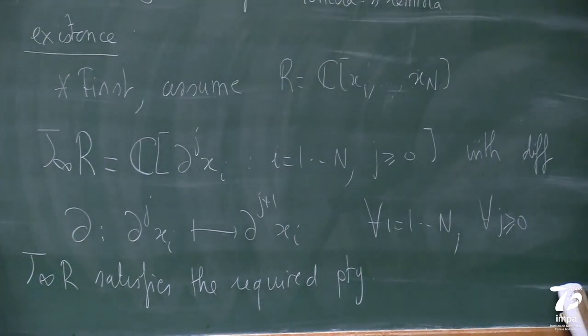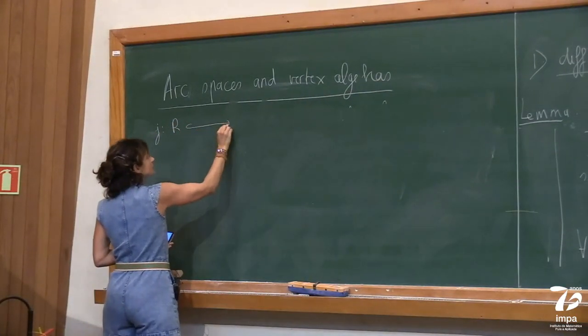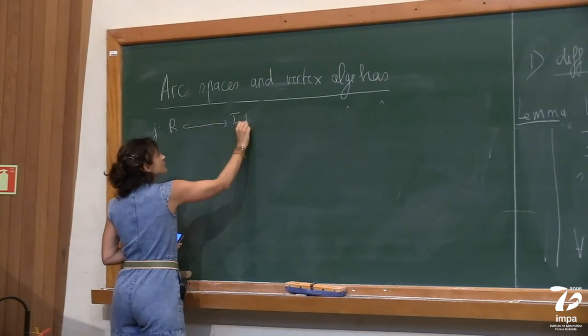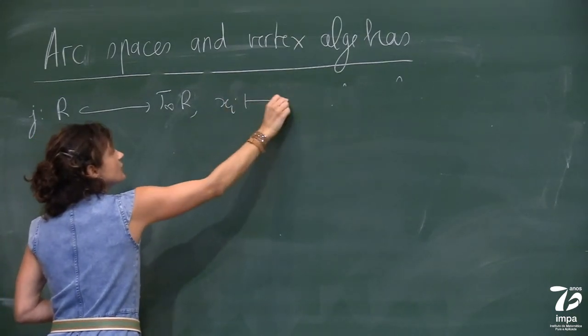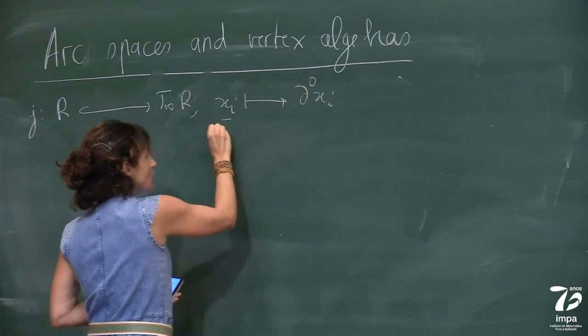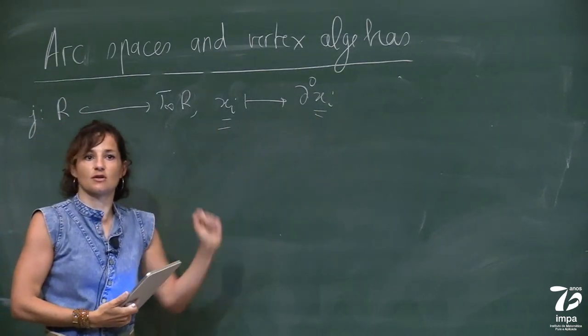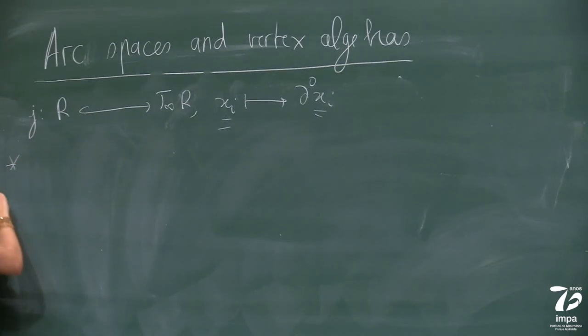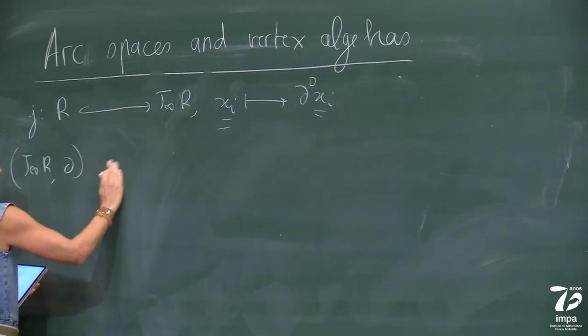Okay, so now we can assume, since R is finitely generated, that R is a quotient of such a polynomial algebra. But first of all, from the construction, I can define the embedding in this case, sending xi to partial 0 of xi, and from now on, I identify these variables in the jet algebra. So the conclusion is that this is a differential algebra that does the job.